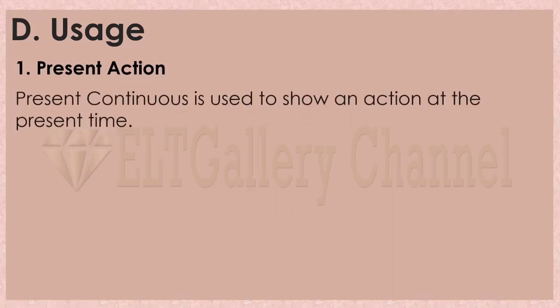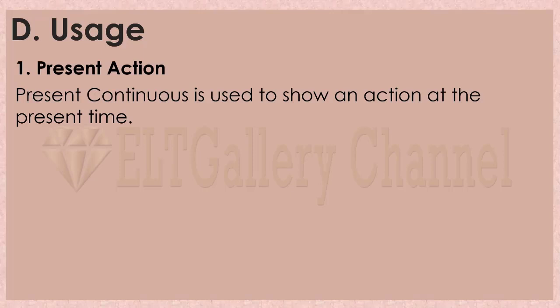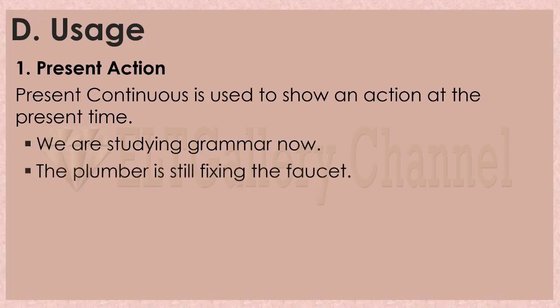And then usage. The present continuous is used for an action at the present time. So the action is still going on at the present time, or at the moment of speaking. This is like we are studying grammar now. This is the activity we are doing now. The plumber is still fixing the faucet. So the plumber is still in the kitchen and he is trying to fix the faucet. He's still fixing the faucet. It's really going on at the moment of speaking.